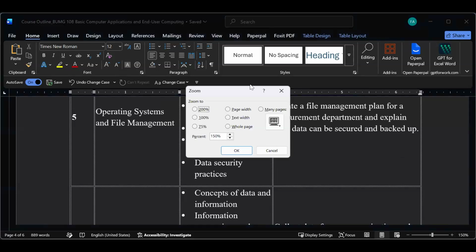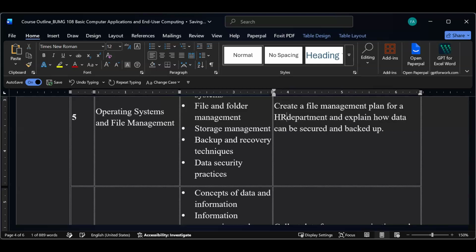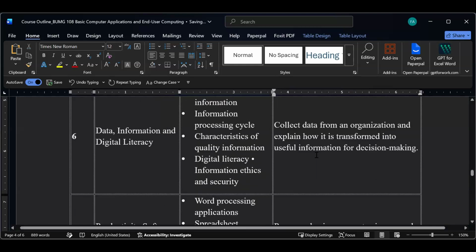All these are important if you are to be able to use computers well. Computers have a lot of advantages, but when you don't use it well, it can also create a number of challenges to organizations. So the creation of a file management plan. What is a file management plan? So this will be for an HR department, HRM departments, and explain how data can be secured and backed up.